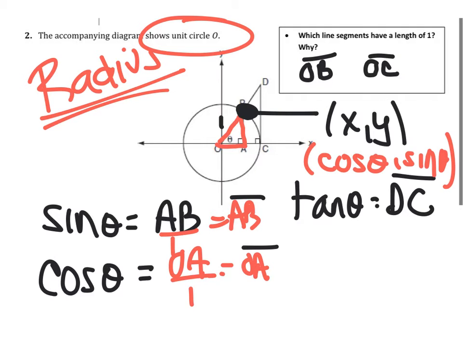And we talked about this earlier in the year, and it's very easy to remember because it's alphabetical. Just like x comes before y when you graph a point and go over x, up y, c for cosine comes before s for sine, so it's cosine, sine. But any x value is cosine and any y value is sine.